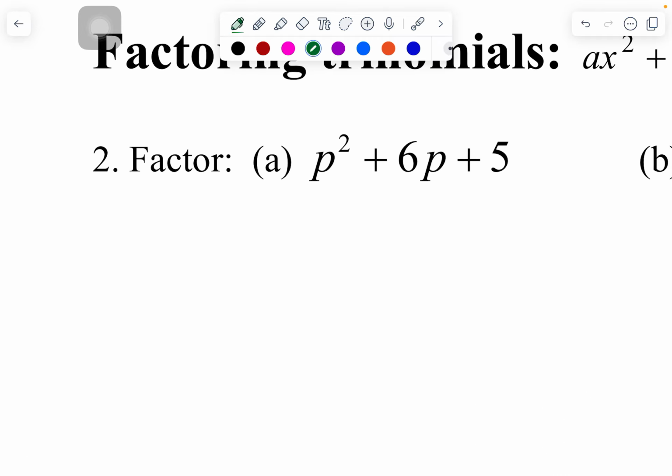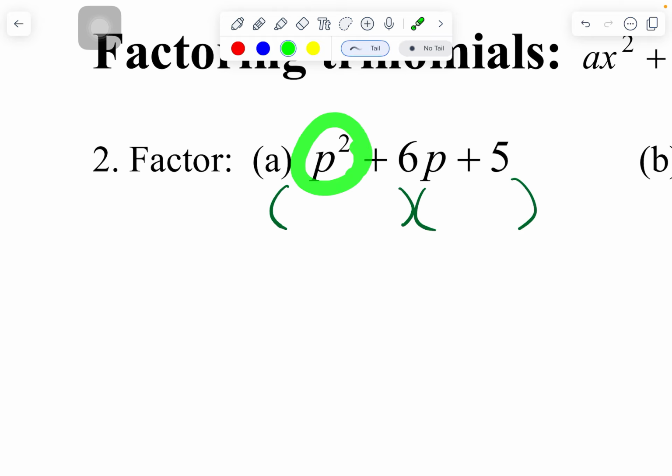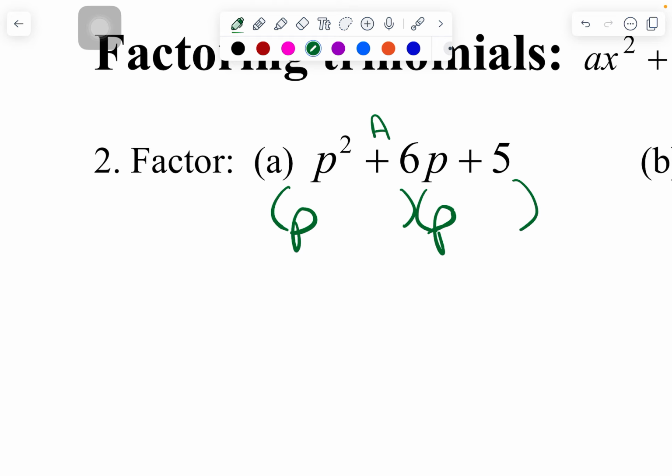First thing I'm going to ask is, do you have a GCF? The answer is no. All right, cool. I'm going to write my two factors here. And my leading term here is just simply p squared. So I'm going to go ahead and split that up, p in one factor, p in the other factor. And I'm still, as always, looking to add up to, in this case, a positive 6. And I want to multiply to a positive 5.